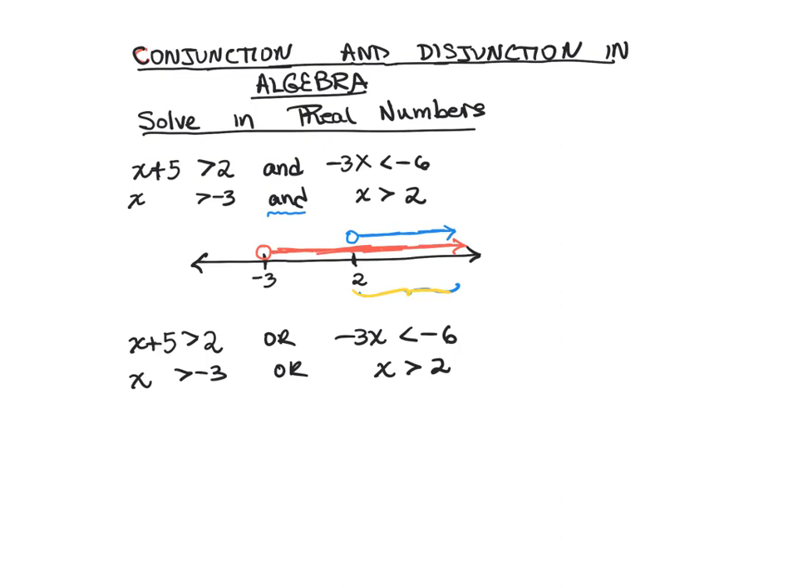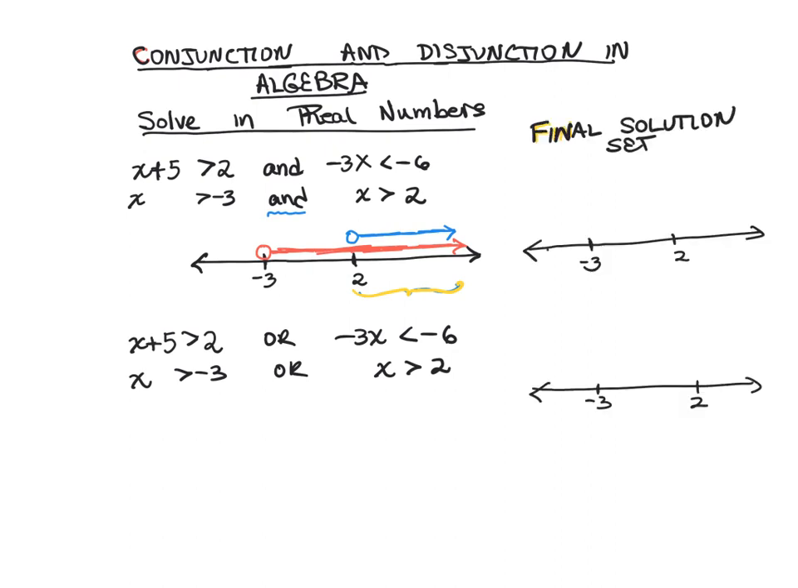The overlap is here. So for and, the final solution set would be all x greater than 2. That's where they overlap. And that's when both are true at the same time. So this is the overlap.